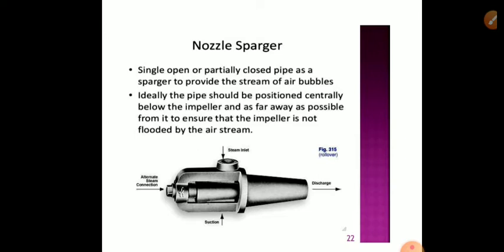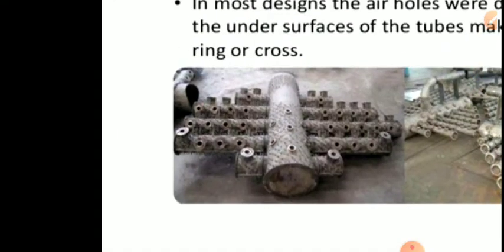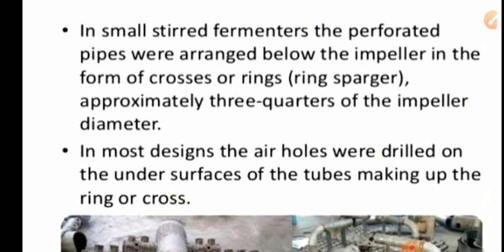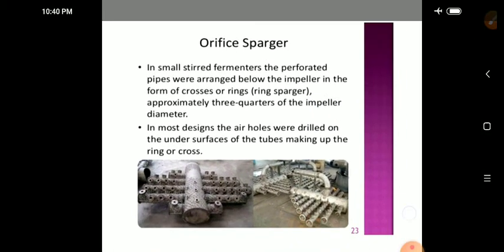Ideally it is placed centrally below the impeller, as far away as possible, to ensure that the impeller is not flooded with the air stream. Then orifice sparger: you can see in this diagram there are holes in the pipes, and through these holes air enters inside. Sometimes the holes face upwards, but when you are carrying out a fermentation with fungi, the pores, if facing upward, may get blocked because of fungal mycelium. So in that case, the orifices, that is the holes, face downwards.